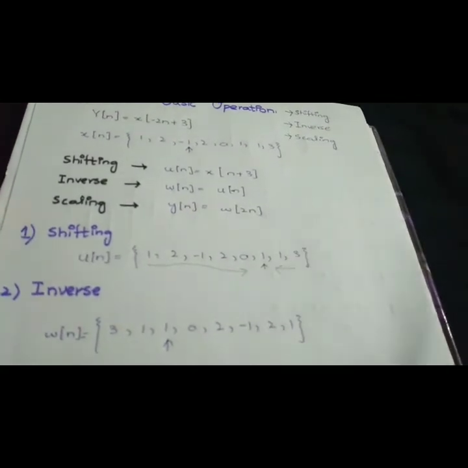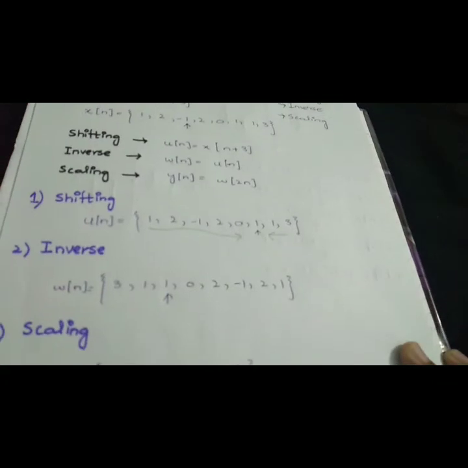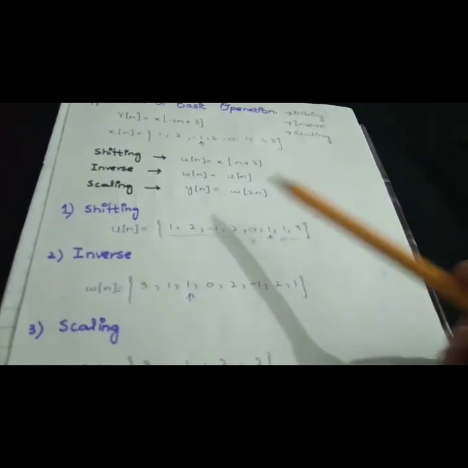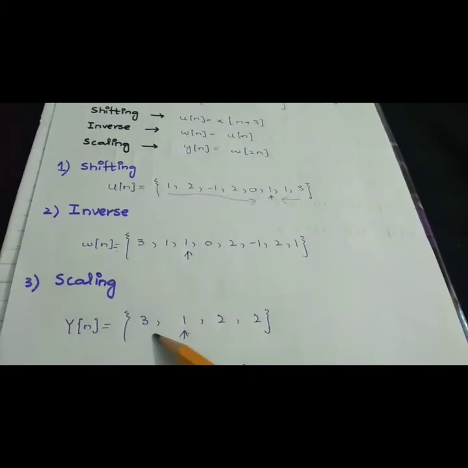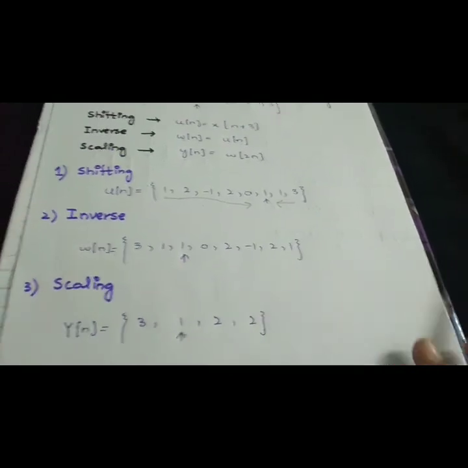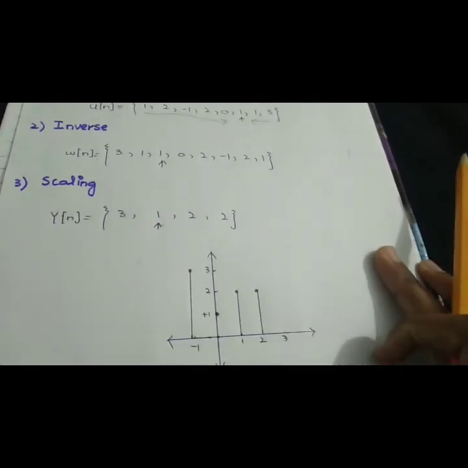And now we will do scaling. For scaling, we consider y of n equals omega of 2n. It means that we are just compressing our given system by a factor of 2. So after scaling, y of n will be 3, 1, 2, 2 and our 0 index will be at 1, and then we just plot y of n.